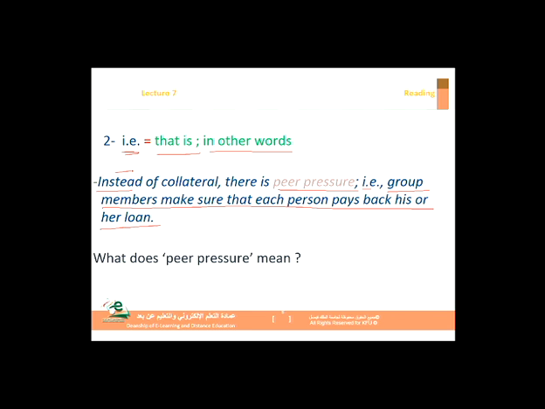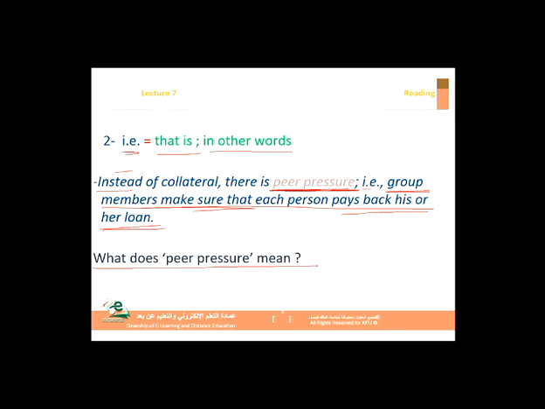Now, just to tell you about the context of this sentence, they are in a bank and they want to take money as a loan. So there are conditions, right? One of the conditions is peer pressure. What is peer pressure? That is, first of all, you form groups, and then group members make sure that everyone pays. So that is peer pressure: pressure from your peers, from your group members, to make sure that a person pays his or her loan.